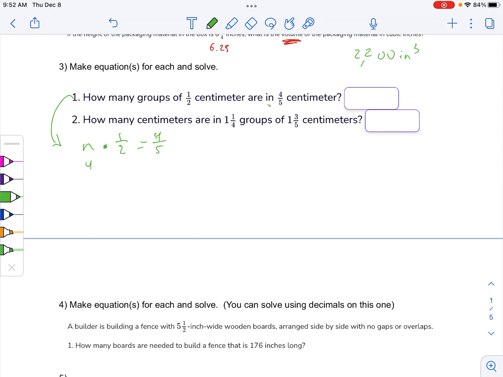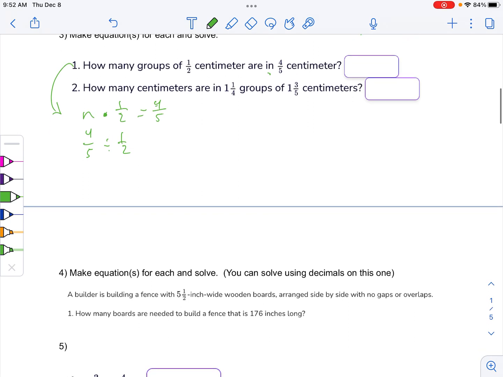And if I know my multiplication problem, I can find my division problem. So 4.5 divided by 1/2. So I'm going to keep my first number. I'm going to change it to multiplication.